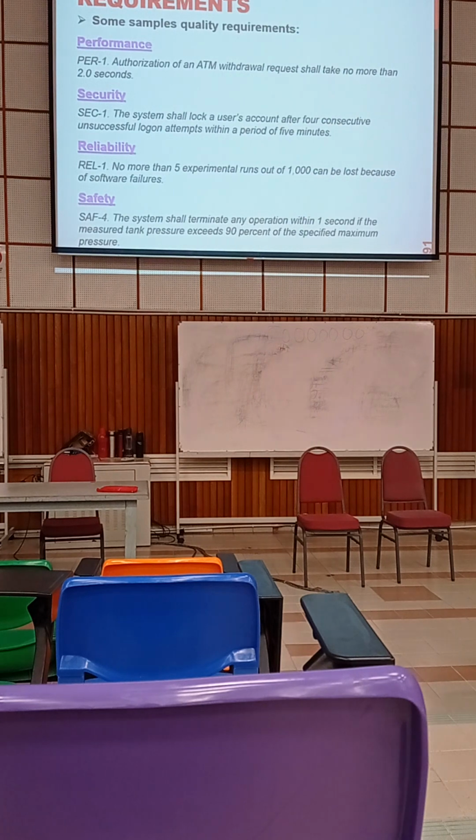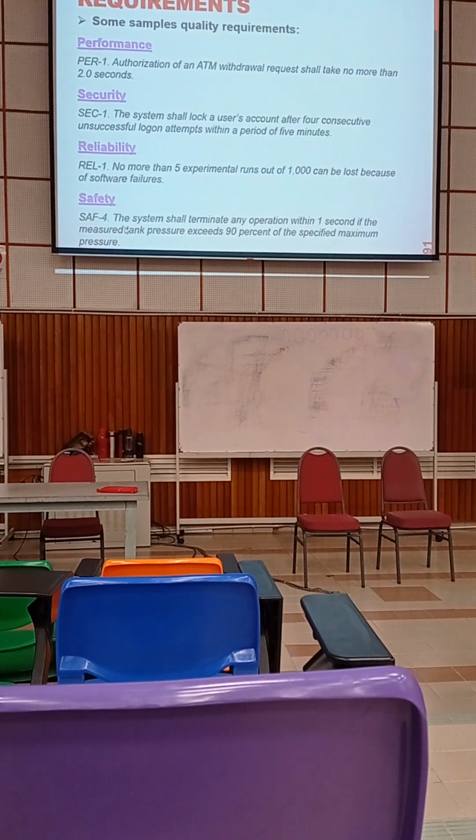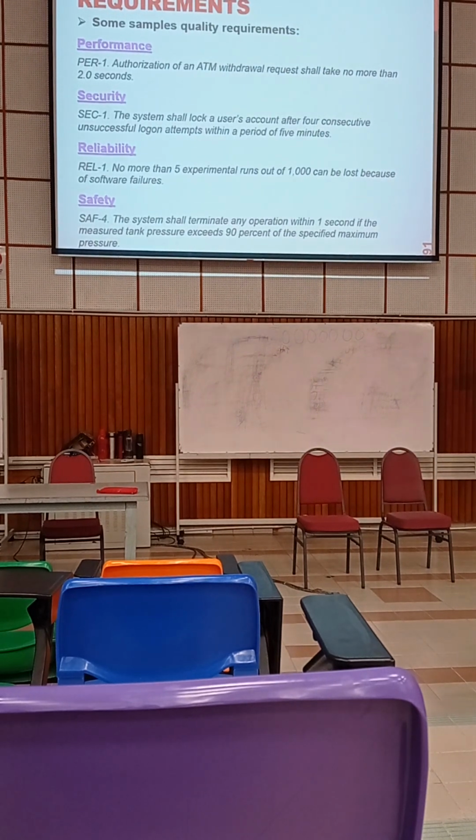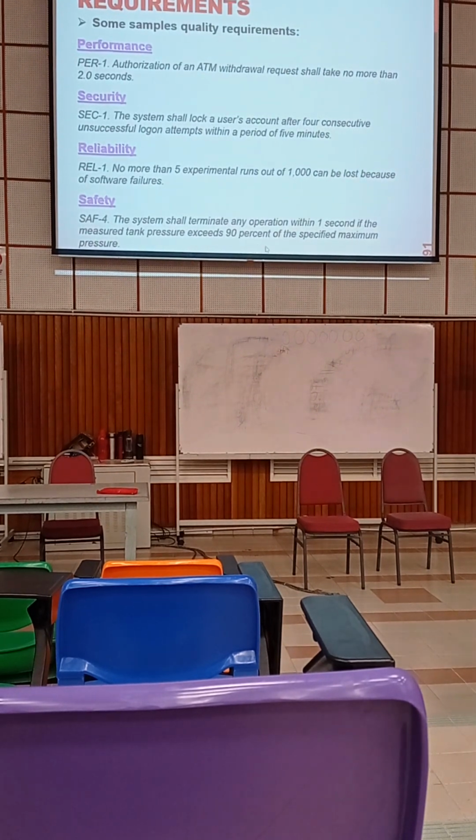Okay, so this is how you write the requirement. Clear? Safety, one more example. The system shall terminate any operation within 1 second if the measured tank pressure, for a chemical, maybe radioactive or any kind of dangerous chemical, exceeds 90%, because something is going to happen, an explosion or whatever. So it has to terminate all operations within 1 second to save lives. This kind of requirement is known as safety. Students always get confused between safety and security.